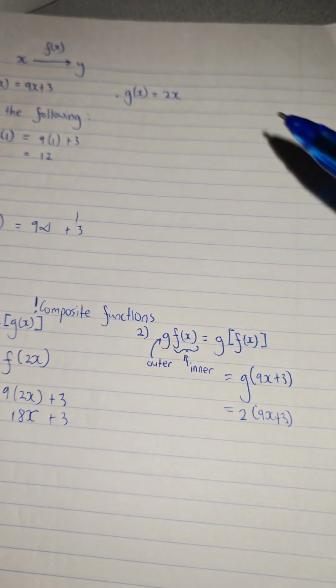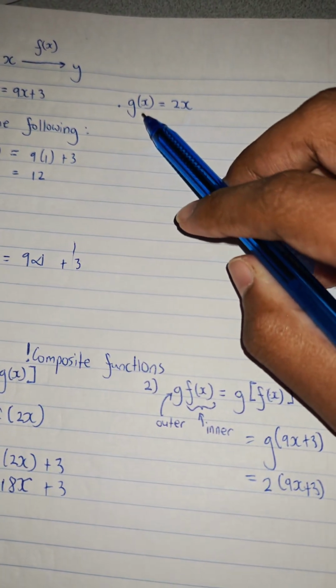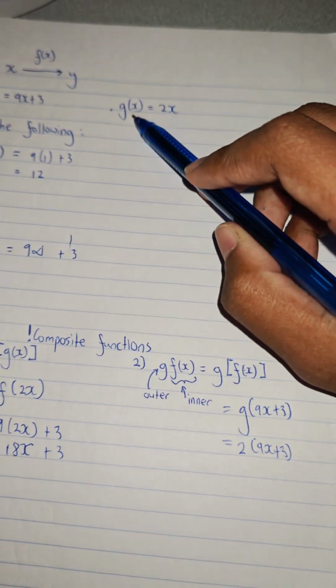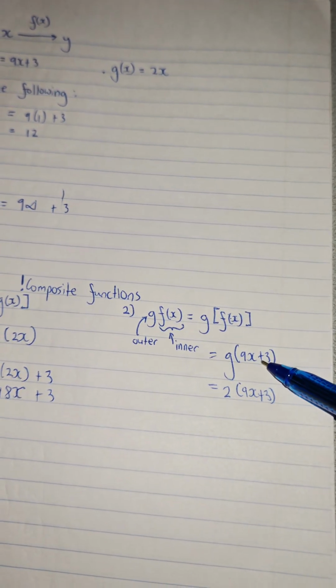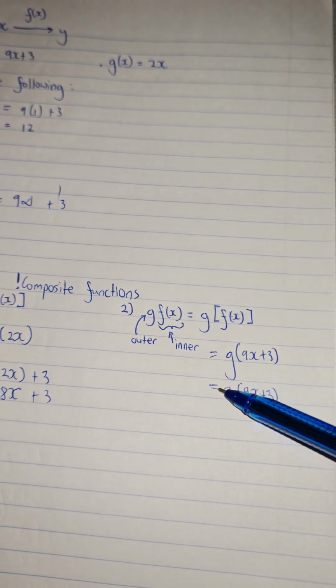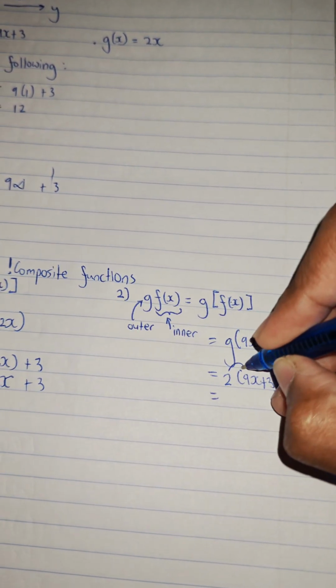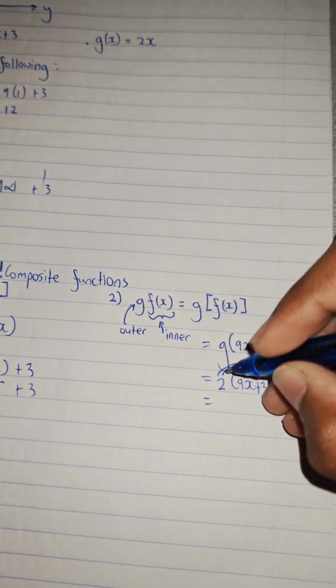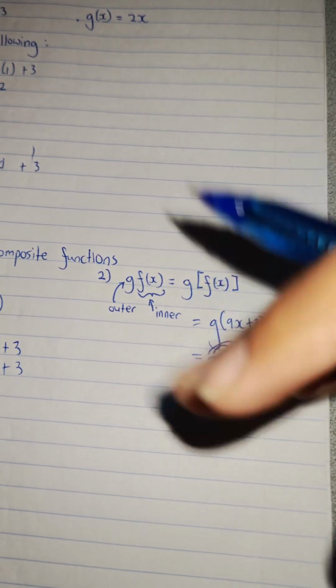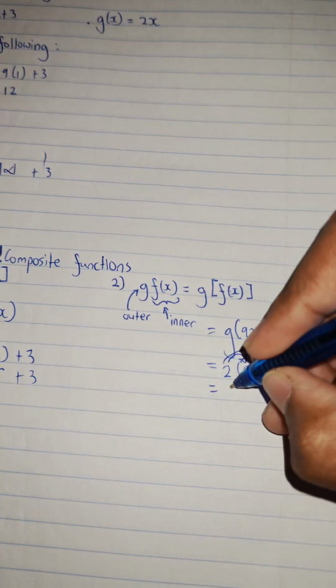Let me run that back one more time. So this is g of x. Alright, g of x is equal to 2x. But instead of x in the brackets, we have 9x plus 3. So that's going to be 2 by 9x plus 3. So you need to expand the brackets now. So you're going to multiply the 2 by the 9x. So if you have 9x's and you double it, that's going to turn to 18x's.